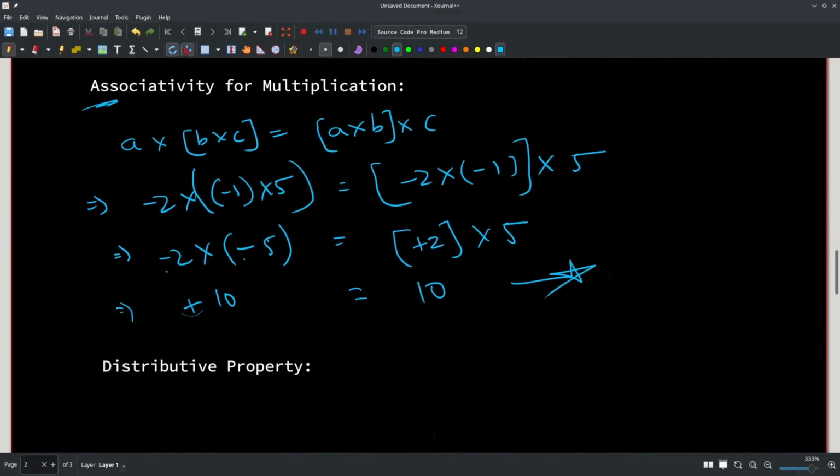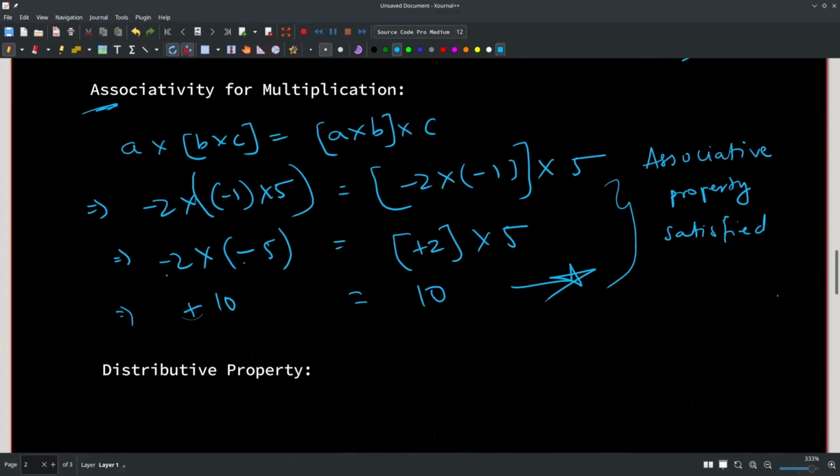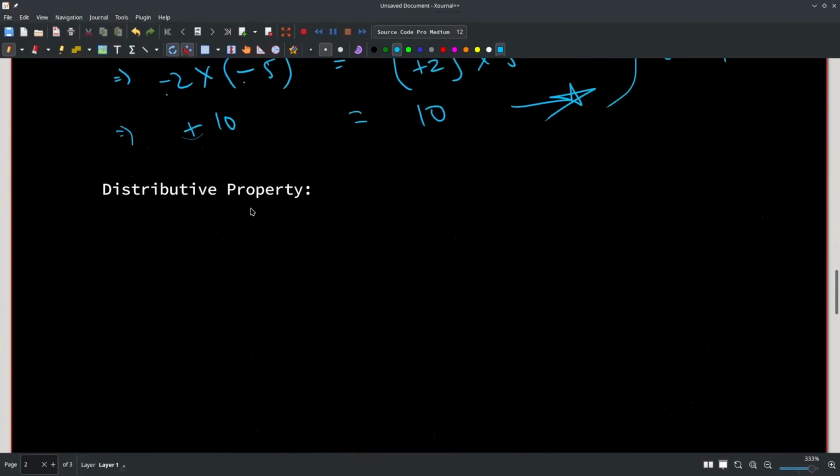Hence, you have your associativity for multiplication satisfied. So the associative property is satisfied. Let's go ahead and check for the next property.